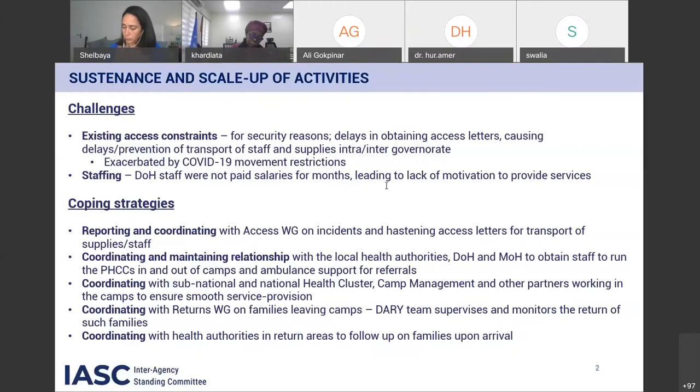Therefore, we get to the coping strategies. As we are a partner of the health cluster in Iraq, we use coordination and reporting with the access working group on incidents and hastening access letters for transport of supplies and staff to facilitate their reach to our activities. The second important thing is coordination and maintaining relationships with the local health authorities, the Ministry of Health and the Directorate of Health, to obtain staff that reach the primary healthcare facilities, especially inside the camps, and for ambulance support and referral of severe cases.